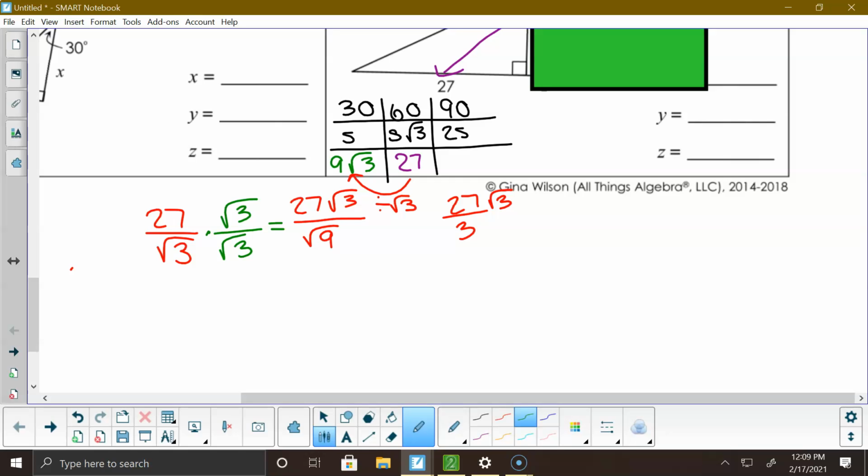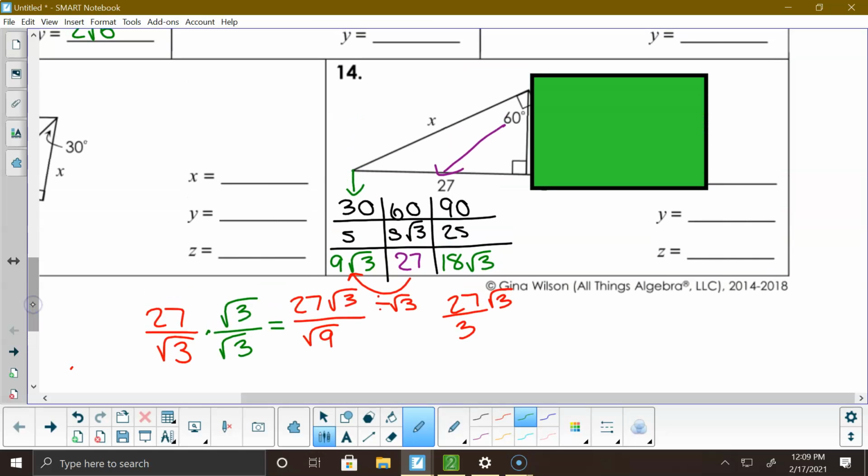How do I find the 90? Multiply the 30 by 2. Okay? So, 18 root 3. So I just solved 2 of them that I need. Okay? So that means this right here is 18 root 3, and then this side right here is 9 root 3. But remember, we did all of this work on only 1/2 of this triangle, correct?